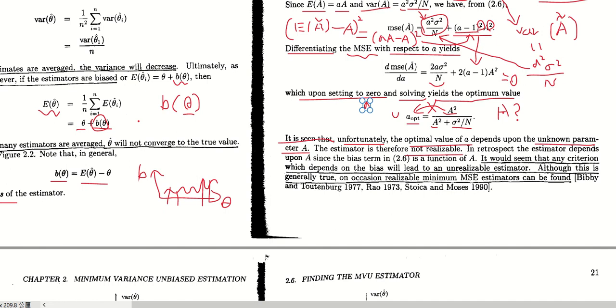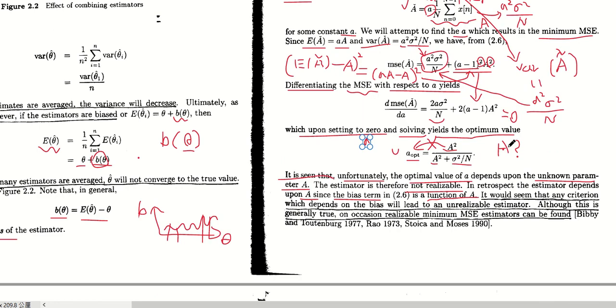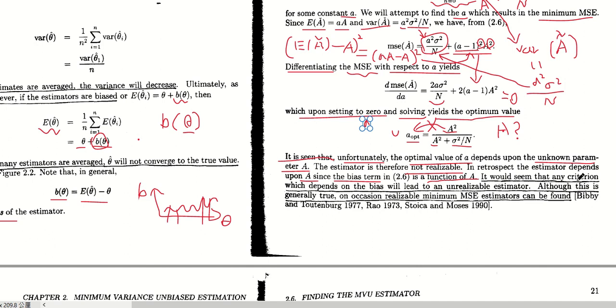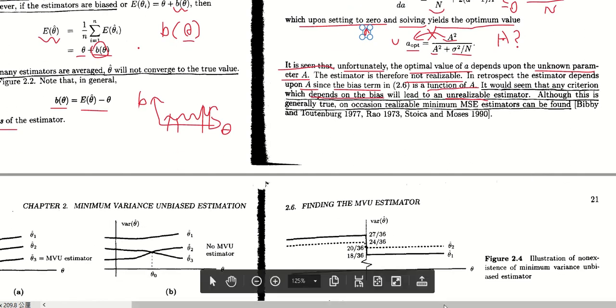In retrospect, the estimator depends upon A, since the bias term is a function of A, right? So if we look back, it's a function of theta. In our example, it's the capital A. So if it's a function of A, then it's supposed to be unavailable, which means any criteria which depends on the bias will lead to an unrealizable estimator. Okay? But in some cases, it may be available by coincidence.